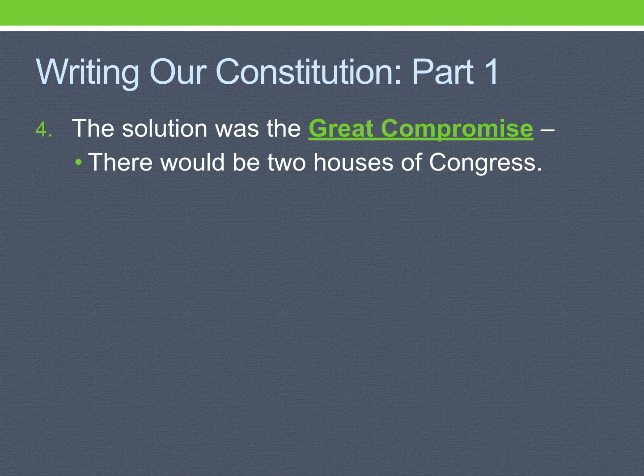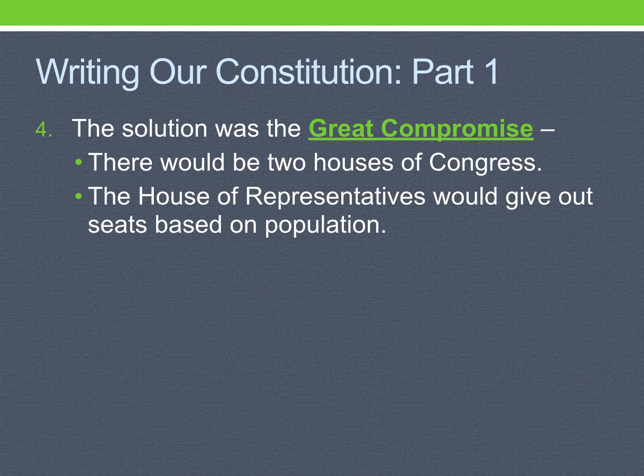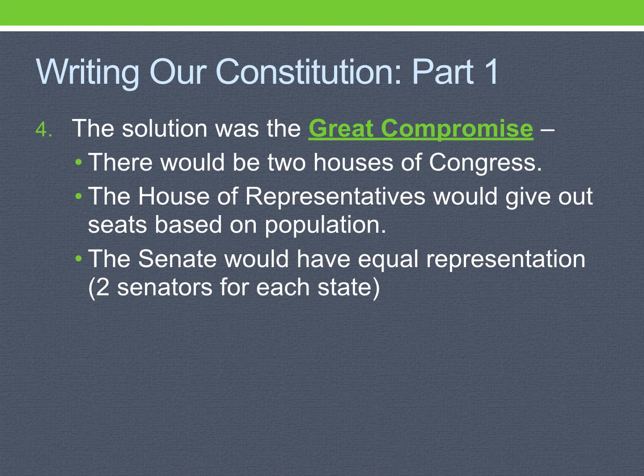Under the Great Compromise, Congress would have two houses. The House of Representatives would be based on population. So that made the big states happy, right? The more people you got, the more seats you got in the House of Representatives. So big states would get more say. Small states liked the Senate. In the Senate, every state would have equal say. Every state got 2 senators, no matter how big or how small. So that solved that problem.